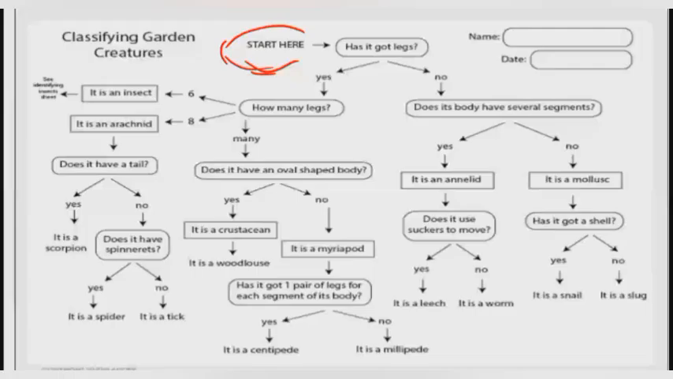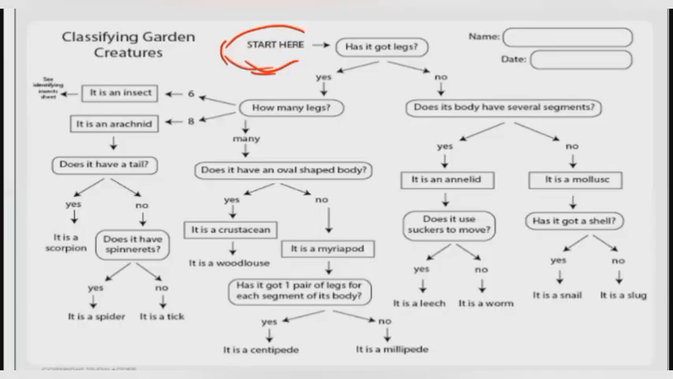But then let's say, okay, the legs, I just counted it, the legs are 8. That means it is an arachnid. Alright, so this arachnid, does it have a tail? Yes or no? Okay, what I'm looking at is an organism. It has 8 legs, and yes, it also has a tail. That simply means it is a scorpion.